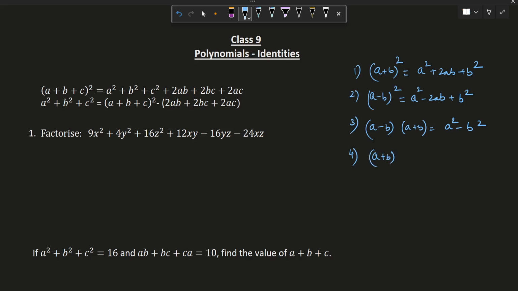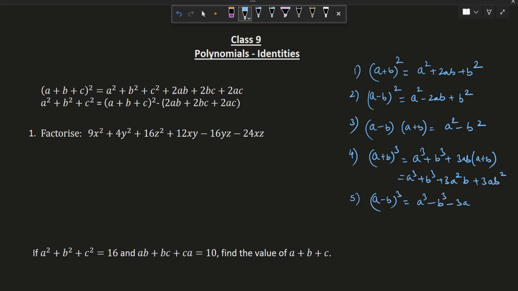Identity number 4 came, the cubes. (a + b) whole cube. We did squares in 8th. Now in ninth you learned (a + b) whole cube. What was that? a cube plus b cube plus 3ab into (a + b). You can also open it as a cube plus b cube plus 3a square b plus 3ab square. Then the fifth one, (a - b) whole cube. What was that? a cube minus b cube minus 3ab into (a - b), all negative signs.